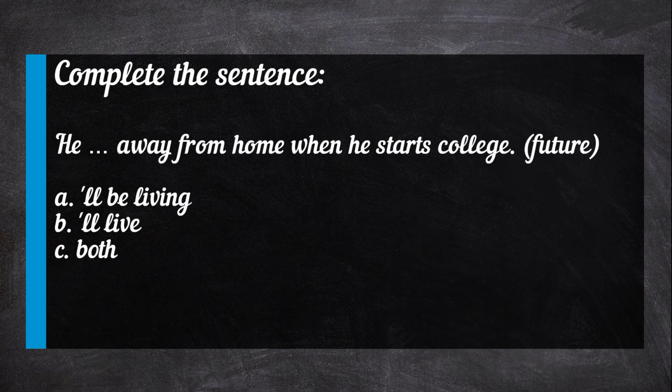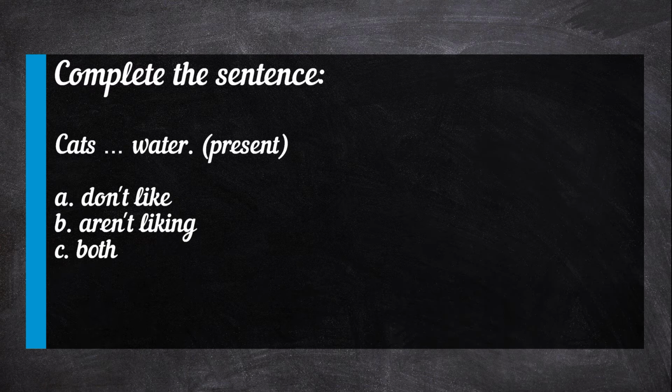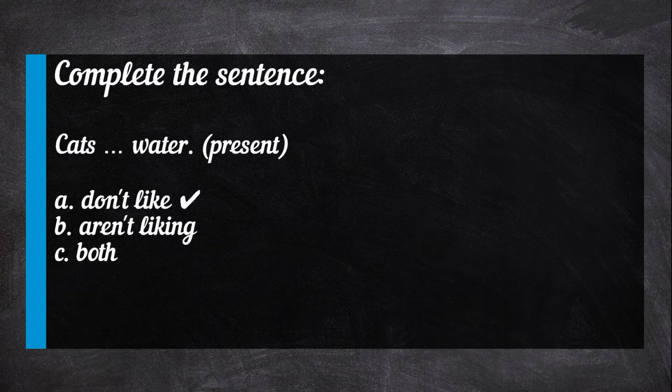Complete the sentence. Right answer is C, both. Both aspects are possible. Complete the sentence. Right answer is A, don't like. Simple aspect is used to describe a general truth, a complete event, a repeated, habitual action, any verb that is not an activity verb.